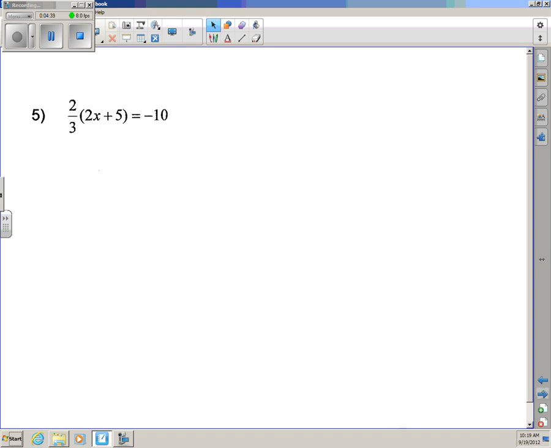Number 5. Now it's a 2/3 as your fraction. So here, again, I would prefer to just get rid of the denominator, because if I distribute, I'm going to be stuck with a whole bunch of fractions that I don't like. So I need to worry about getting rid of the denominator. The denominator to get rid of is a 3.